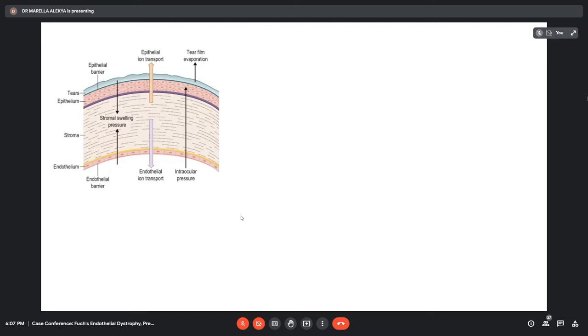Endothelium is a monolayer of uniformly organized hexagonal cells whose main function is to regulate corneal deturgescence, thus maintaining corneal clarity. So what is corneal deturgescence? Yeah, next person who is willing to answer now? Ma'am, corneal deturgescence is the process by which the endothelial pump maintains the hydration. So the hydration level of the cornea is maintained. Okay. So why is it important? Because so as to maintain the transparency of the cornea, ma'am. The water level should be maintained.